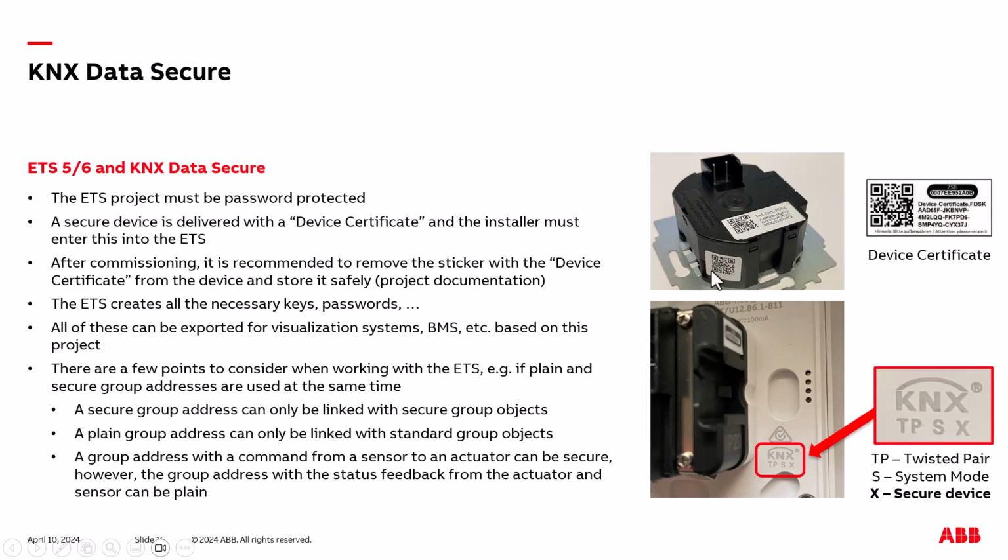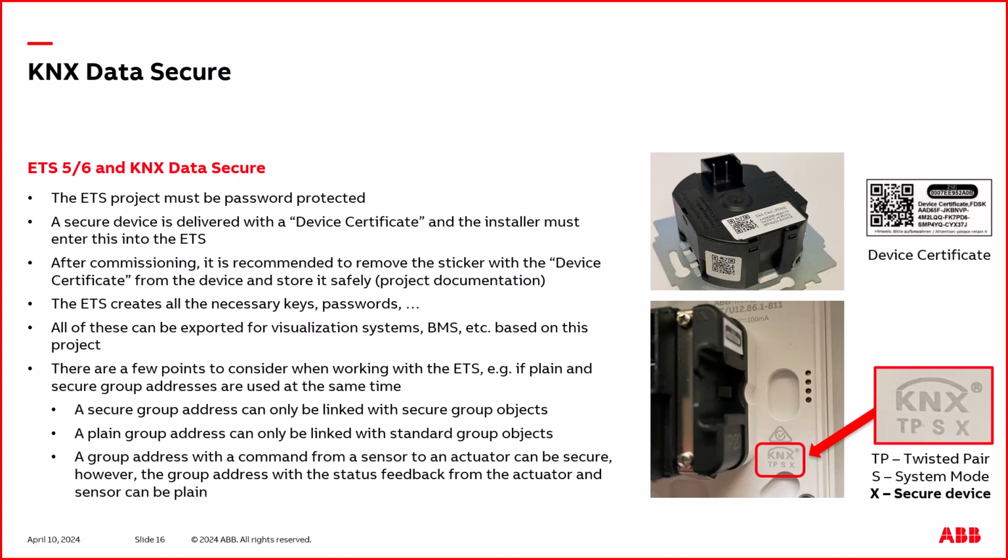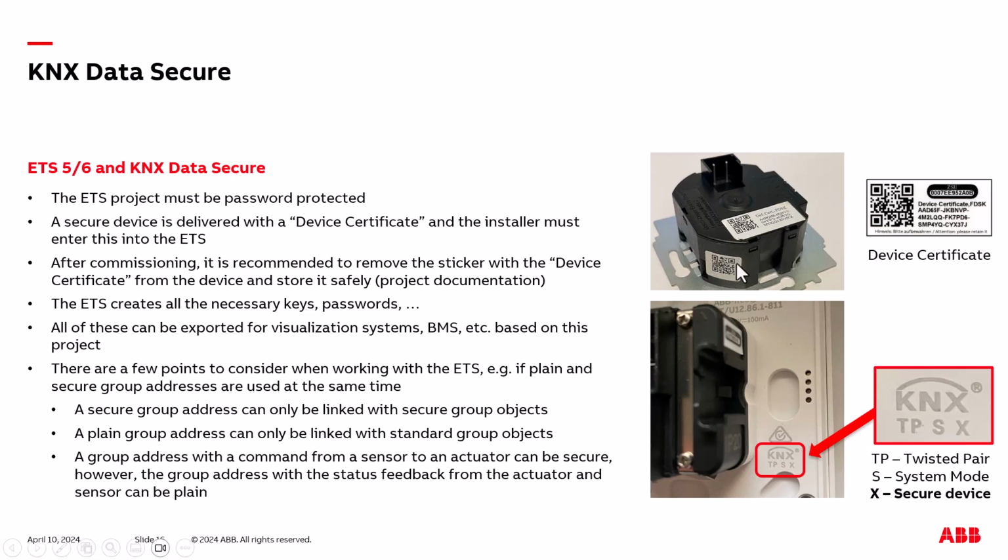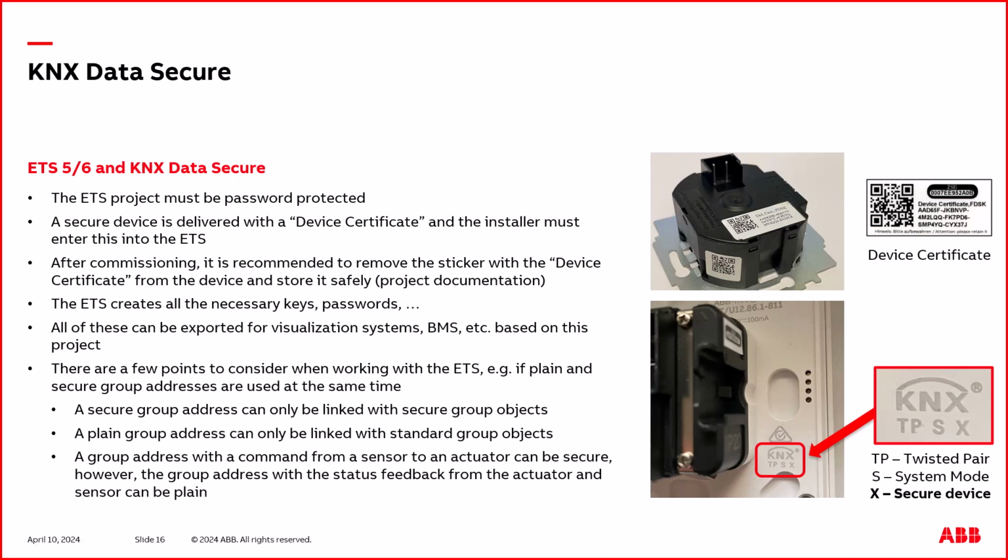So what the installer has to do, he has to add this device certificate into the ETS. This is new with secure devices. And after the commissioning, when the device is in operation, it's recommended to remove these stickers with the device certificate from the device and store them safely somewhere in the project documentation for the end user. After you have added this device certificate to the ETS, the ETS creates all necessary keys, passwords and codes and so on. For example, a tool key or a group address key for runtime functionalities.